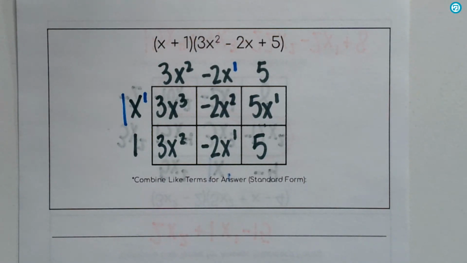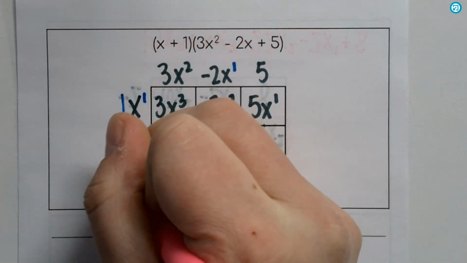Let's see if you agree with me. So on the top row, I got 3x to the third, negative 2x squared, and 5x to the first. On the bottom row, I got 3x squared, negative 2x to the first, and 5. Everyone have those in their boxes? Okay, so this one, when we go to combine like terms, 3x to the third is going to stay by itself because there's no other x to the thirds.